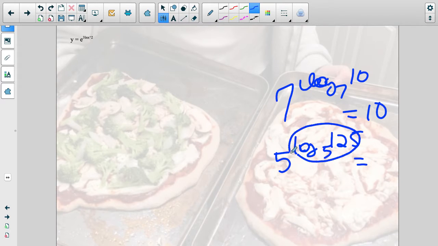Isn't the answer to that 3? And then you're like, hey, go find me an exponent you raise 5 to get 125. When you find it, let's raise 5 to it. You're just going around in a circle. Would you verify that that is 125? Okay.